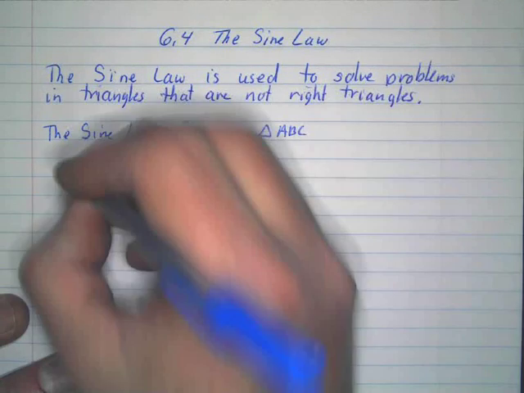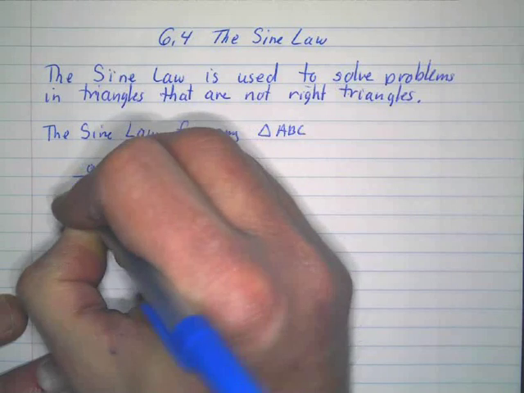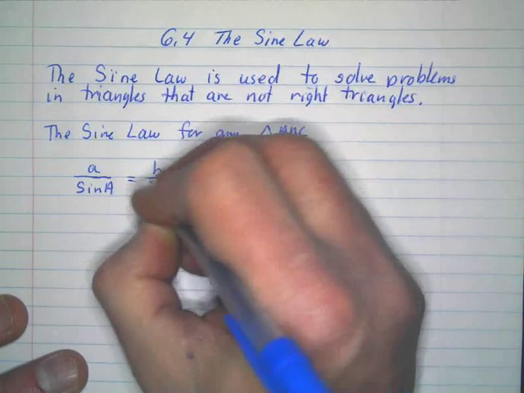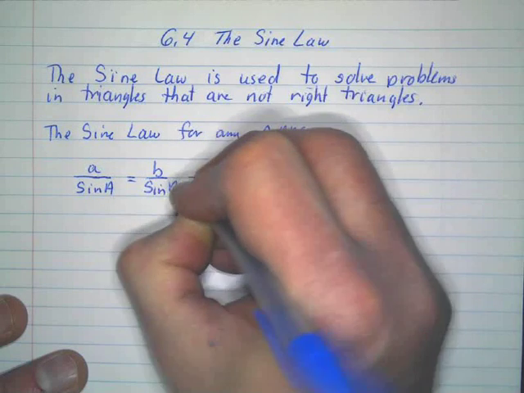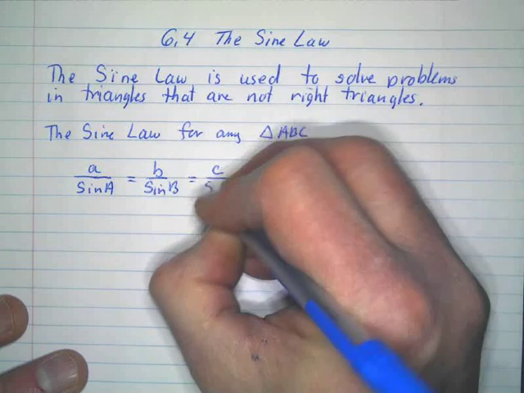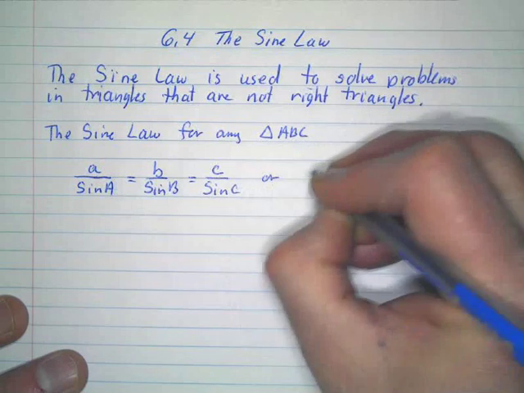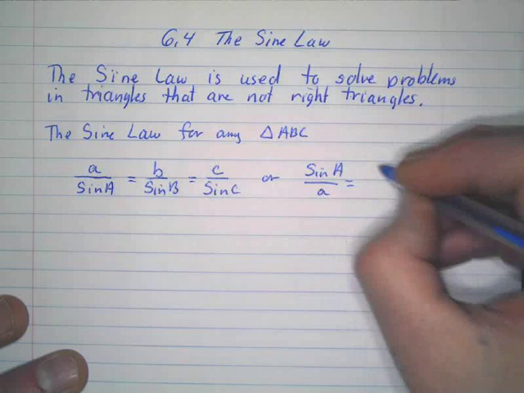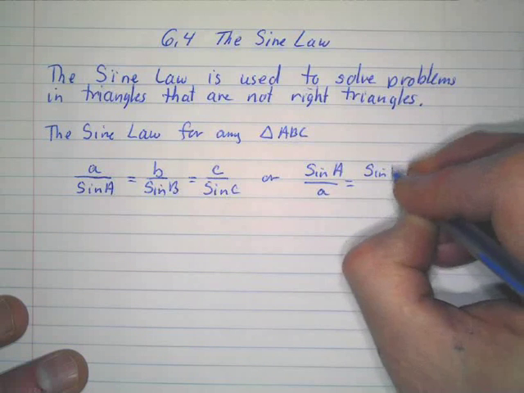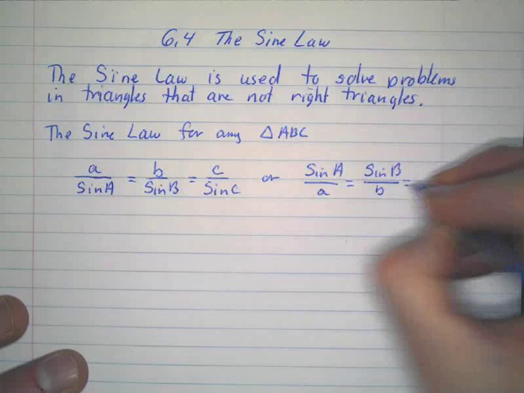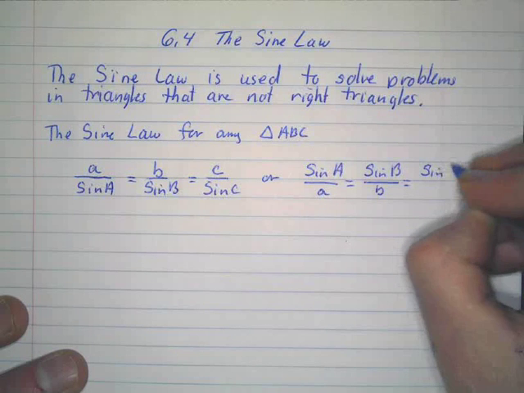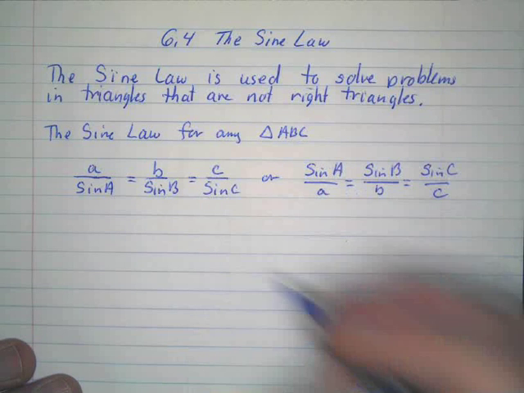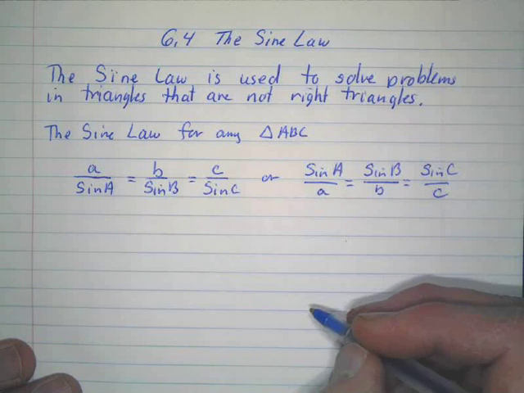But it looks like this: a over sine A is equal to b over sine B, which is equal to c over sine C, or sine A over a is equal to sine B over b, which is equal to sine C over c. Now, we have to identify what sine A, sine B, sine C, and a, b, c are.